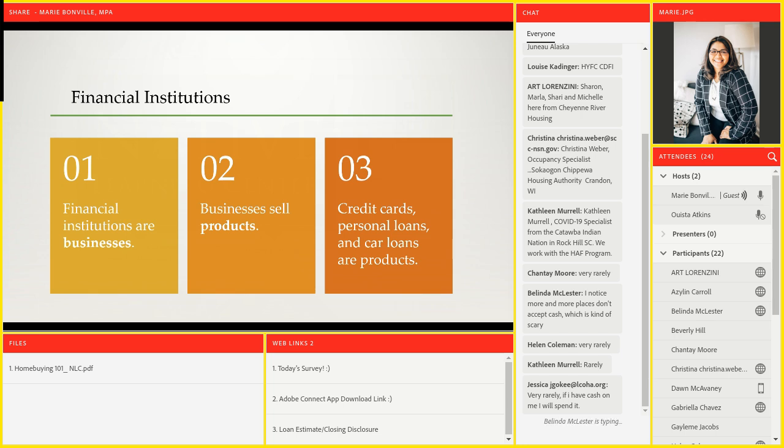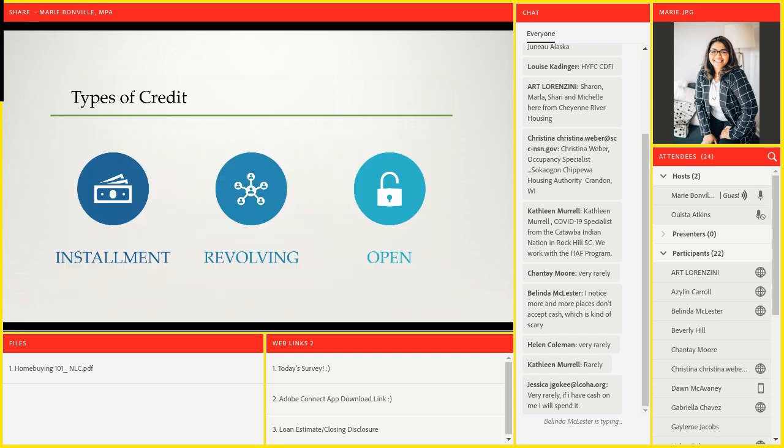The financial institutions, those banks that we work with each and every day, they're businesses, and businesses sell products. So credit cards, personal loans, car loans, these are all products. When I talk to my clients, I let them know you are going to be offered products. Typically, when you're at the grocery store, you evaluate products. You decide, this brand is selling for this amount, this brand is selling for this amount, which one will I choose? With credit, it has to be the same way. They have to have the same set of lenses when they make those decisions.